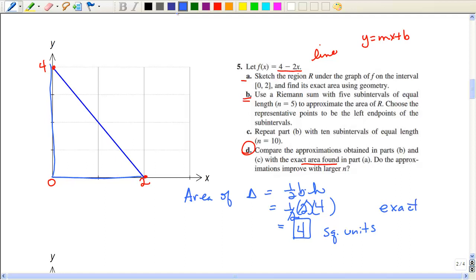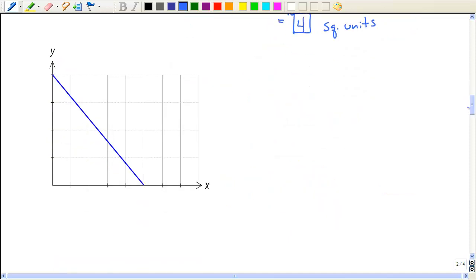Let's go back to Part B, saying use a Riemann sum with 5 subintervals. What does that mean? Remember this is still 0 to 4 on the y-axis, and that represents 2, but I've split this up into 5 units. 1, 2, 3, 4, 5. How large is that? Okay, so the width is going to be 2 minus 0, divided by 5. So 2/5, or if you want to use decimals, which is okay, is 0.4. So now we know the width of each rectangle.